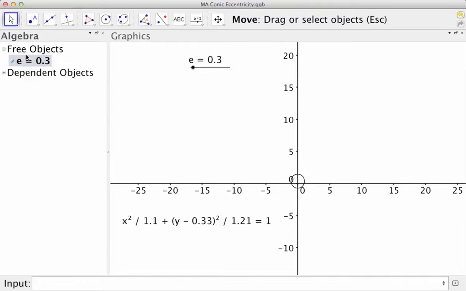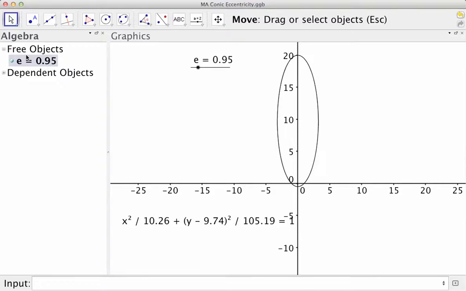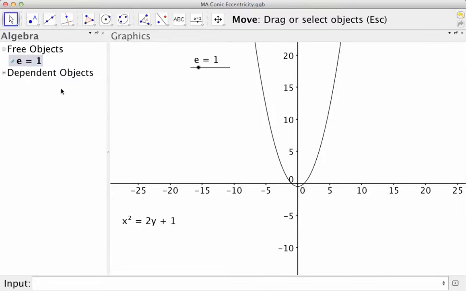And you can now actually notice on the graph that it's becoming more elliptical. And we're also approaching 1, so we know what happens at 1. If you watch the equation, as soon as the eccentricity changes to 1, it changes. Now there's only one squared term, so we're dealing with a parabola. But that's the only way I'm going to get a parabola.